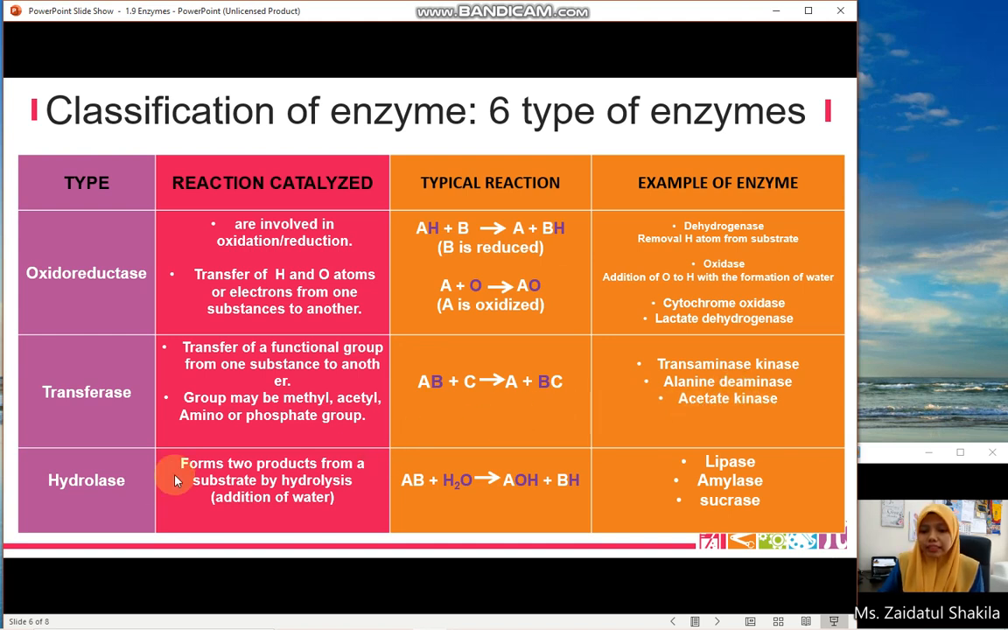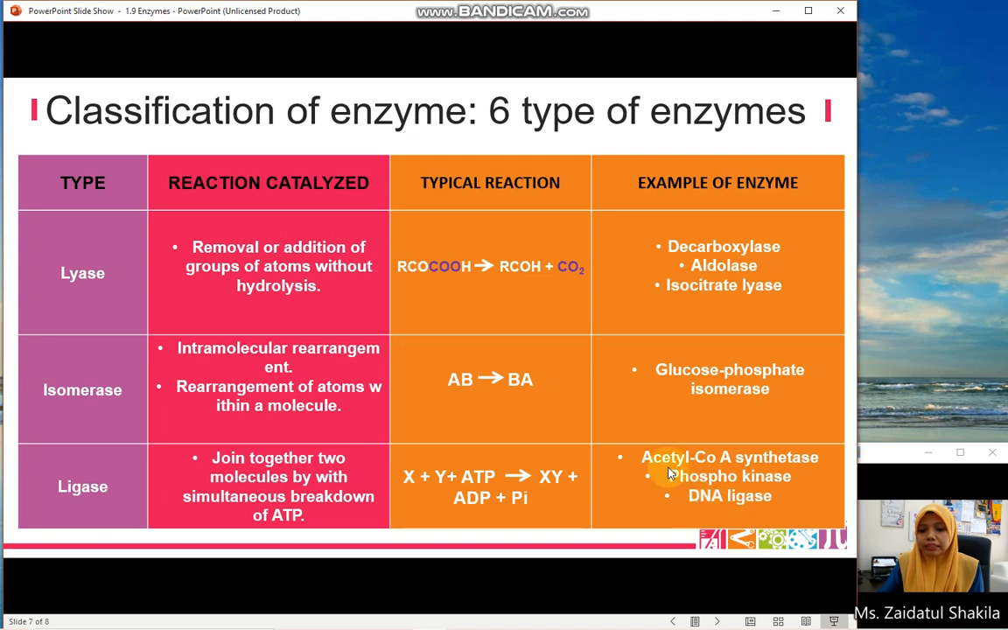Alright, the next class of enzyme is hydrolase. Hydrolase forms two products from a substrate by hydrolysis. Hydrolysis means addition of water. Adding water into a molecule produces two products. Like this typical reaction of hydrolase: AB plus water. The products are AOH plus BH. Examples of enzymes in hydrolase are lipase, amylase, or sucrase.